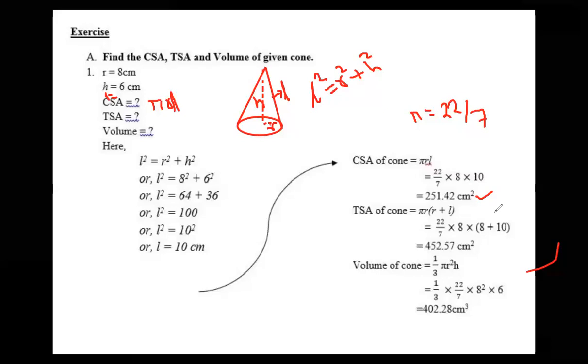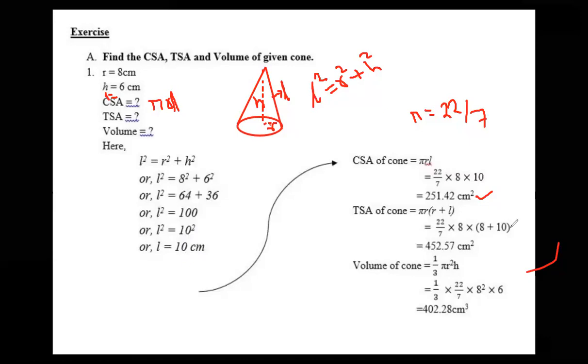So pi r plus L is the formula. Just put the value. Pi means 22 by 7. Radius is 8 over here. Bracket. Okay, so there is bracket. Bracket r means 8 plus L means L is how much? L is 10. That means we need to find out the value of L first.